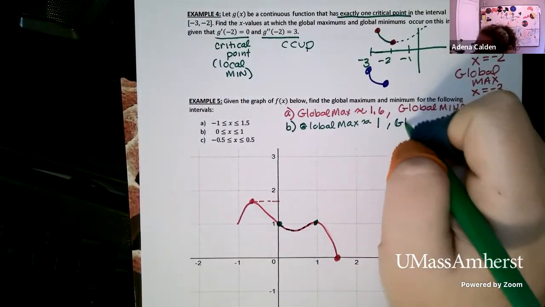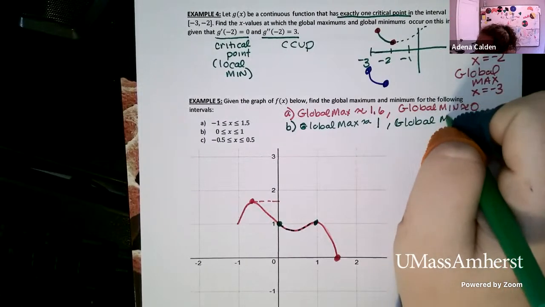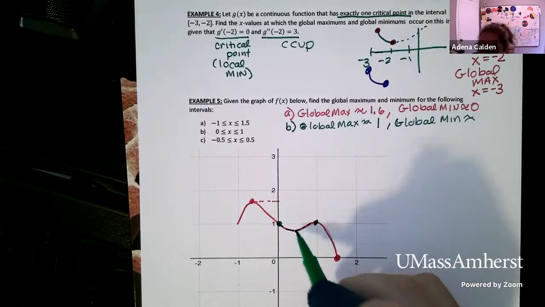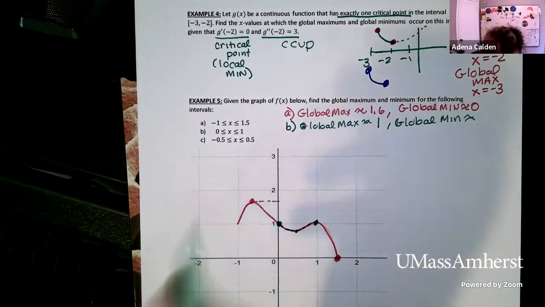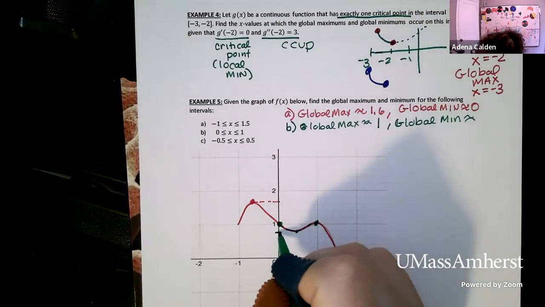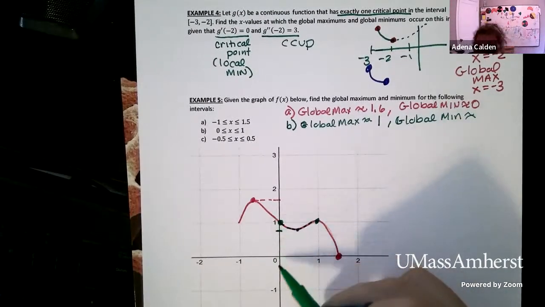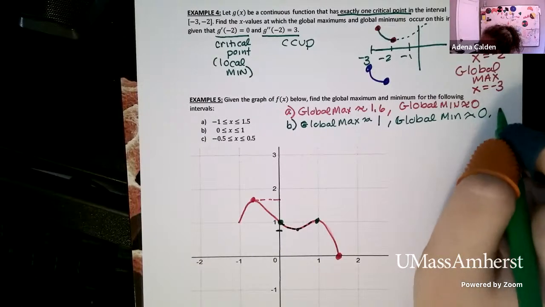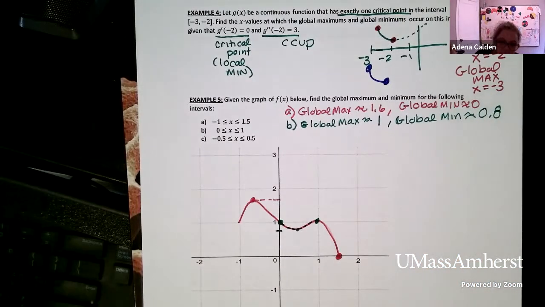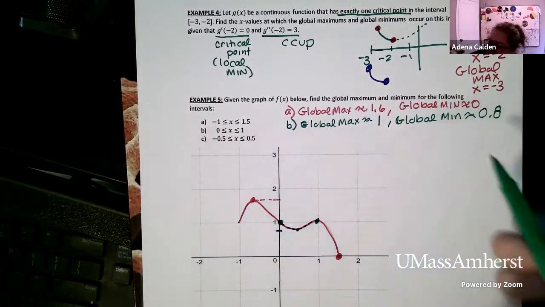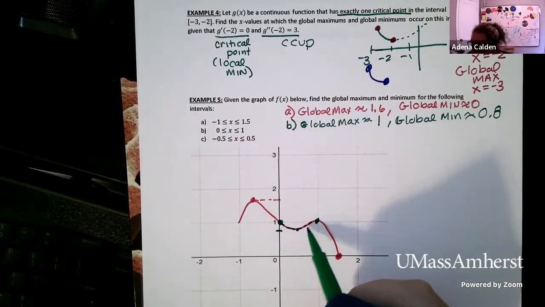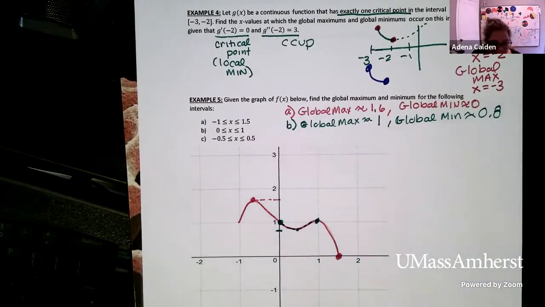And then my global min happens at this little dip, right at the bottom of the dip. That's going to create a critical point. So I'm approximating the y value here. If I look at this between 0 and 1, I'm going to call that something like 0.8. You might call it 0.75, 0.9, somewhere in that general range. But again, I'm only looking at the values on this interval.